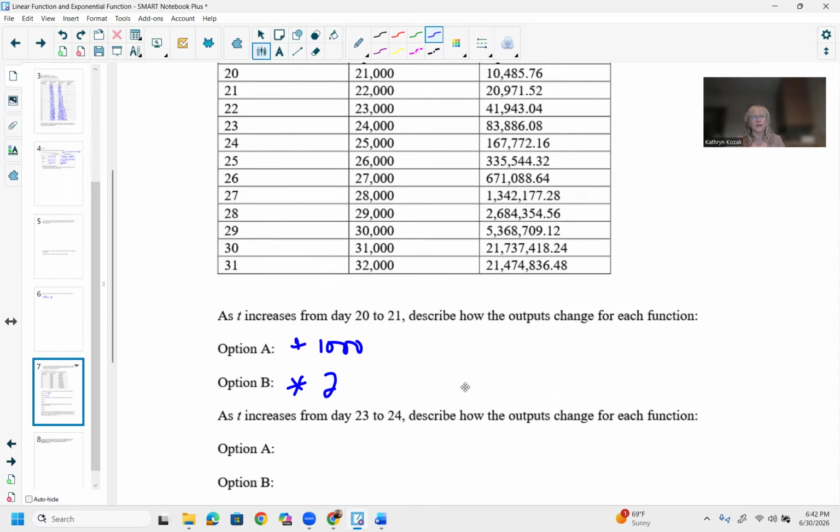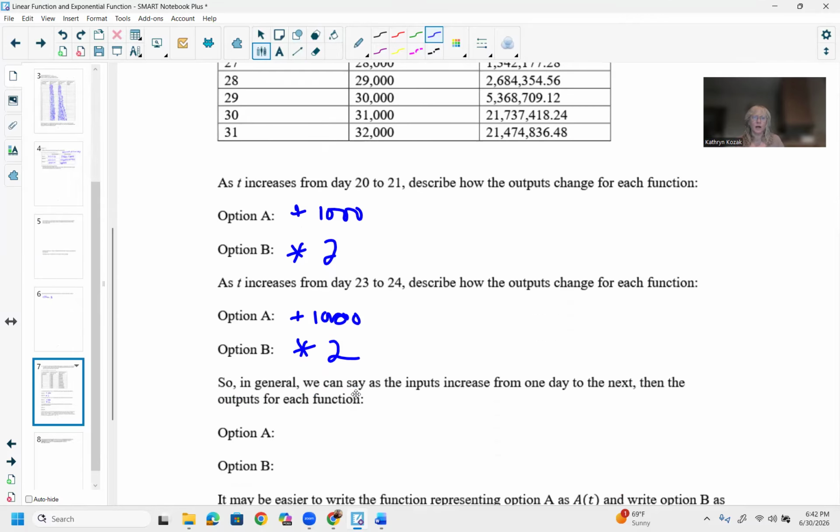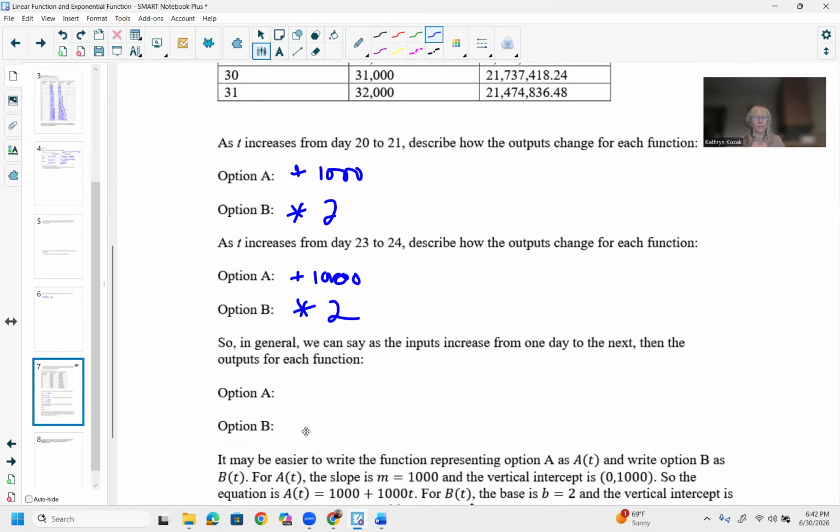As t increases from day 23 to 24, again, we added $1,000 for option A. And option B, if you again divided these two, you would then multiply by 2. So in general, we can say as the inputs increase from one day to the next, the outputs of each function add 1,000 in option A, and in option B the output multiplies by 2.